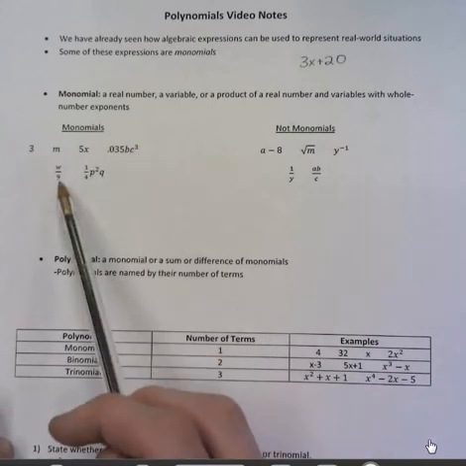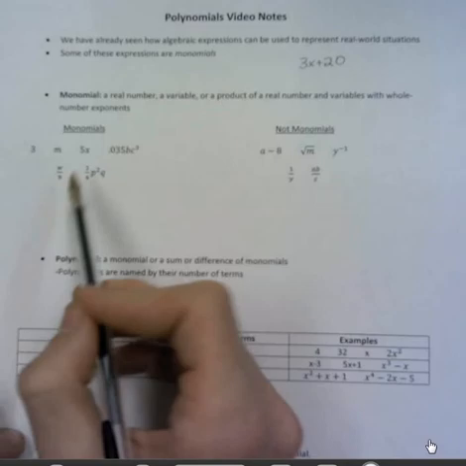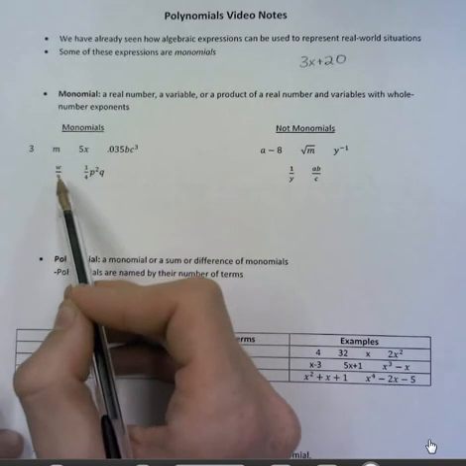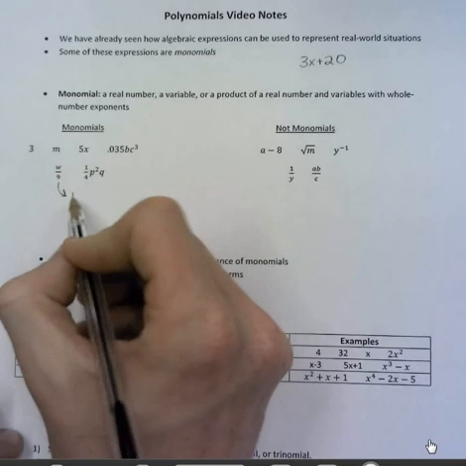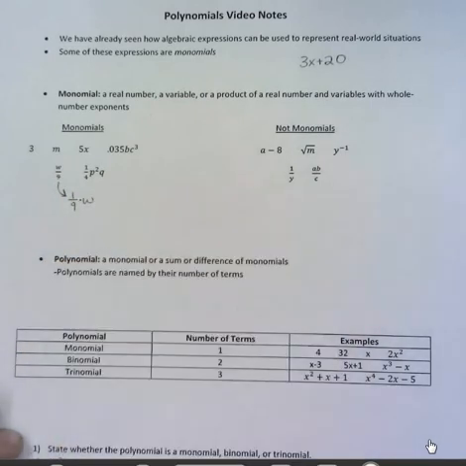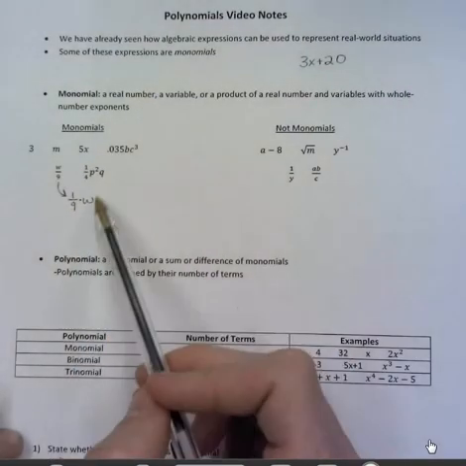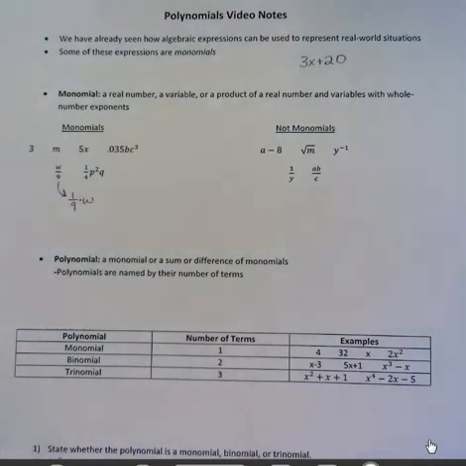Last tricky one right here. W divided by 9. You might think, well, isn't that a quotient of a variable and a real number? And it does appear that way. But this thing can be rewritten as 1 over 9 times w. And 1 over 9 happens to be a real number, and w happens to be a variable. And since this is a product, technically that is considered to be a monomial.